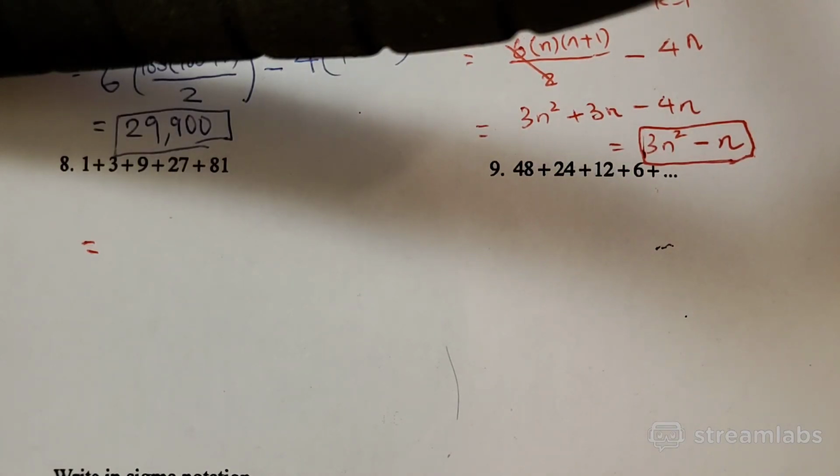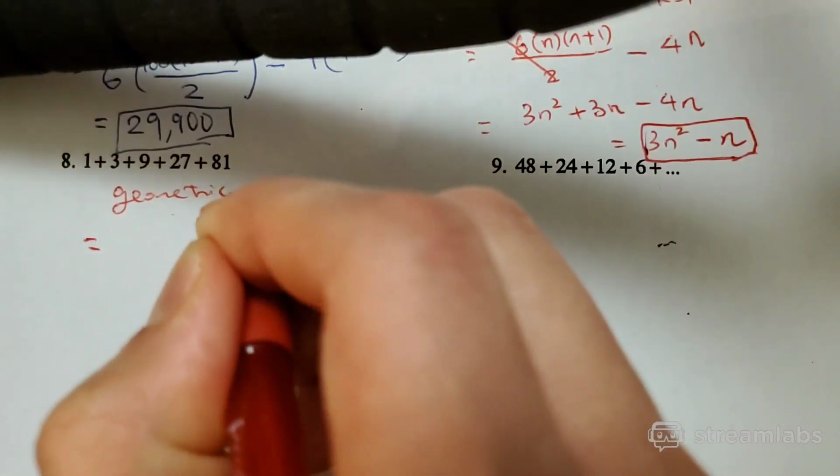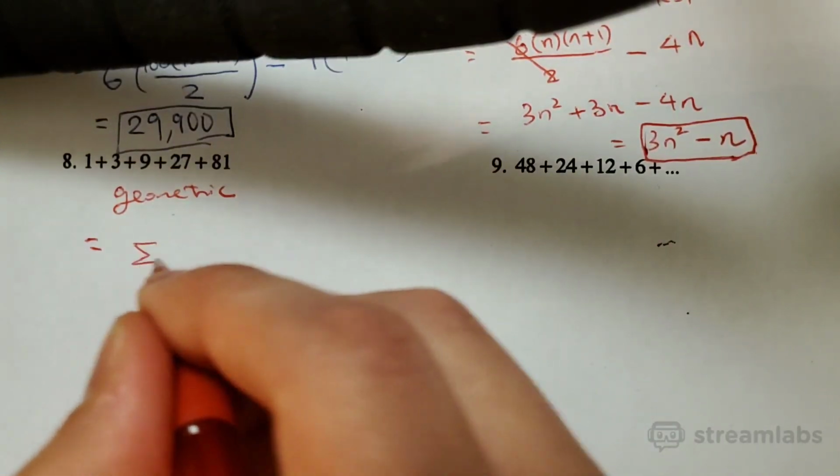What do we call this? Isn't this geometric? So let's just write it. How many terms is this? 1, 2, 3, 4, 5, right? So we'll do 5.